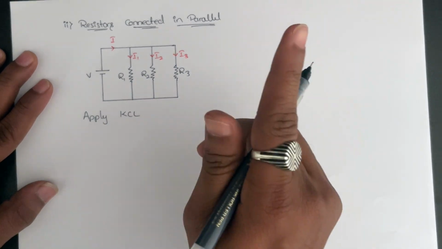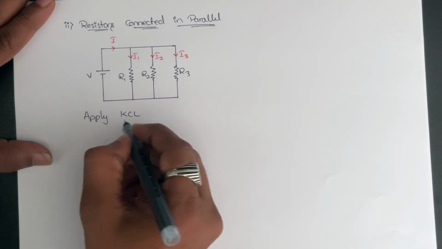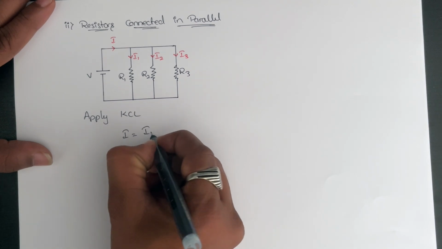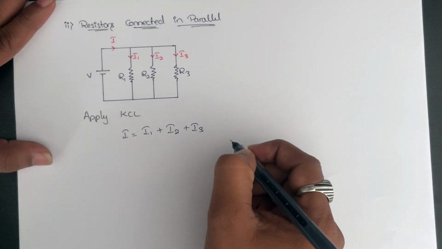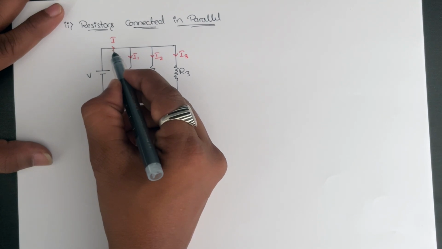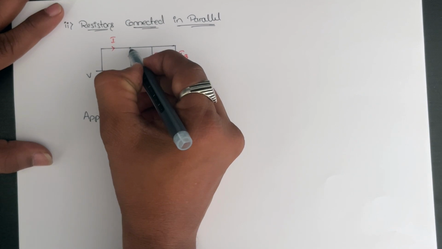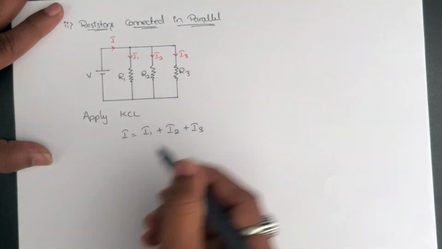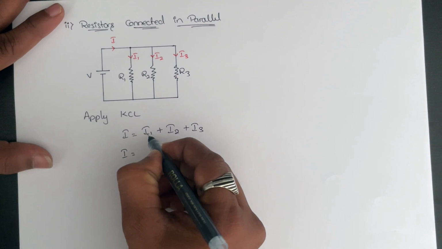to know about KVL and KCL, click on the link above here. Applying the KCL, the current I is equal to I1 plus I2 plus I3. The current I will be divided into I1, I2 and I3 at junction J1 or any node here. Now for this, I is equal to, now what is I1?